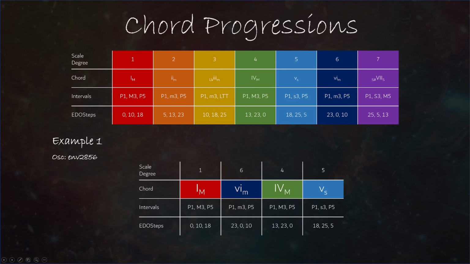Next, we'll get to examples of different chord progressions. I've just color coded the different chords up the top. The first chord progression we're going to look at goes 1, 6, 4, 5. So we have the major chord on the first, minor chord on the sixth, major on the fourth, and subminor on the fifth. With all these chord progressions, I'm going to play them 4 times, 2 with simple voicing and 2 with more expansive voicing. So this is what this one sounds like.